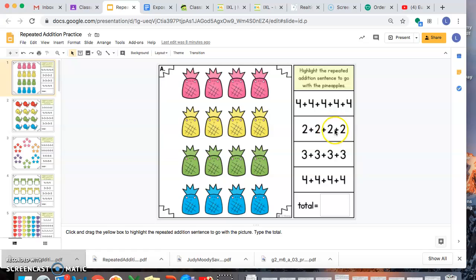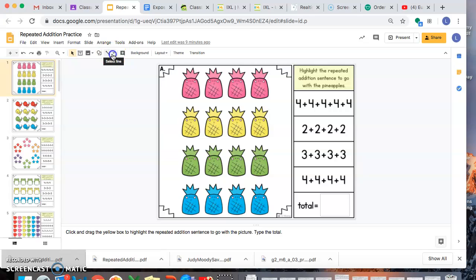So when I look over to the next one, 2 plus 2 plus 2 plus 2, I'm thinking to myself, no way, there's no groups of 2. And there's no groups of 3, which brings me down to this equation, 4 plus 4 plus 4 plus 4. That matches this picture perfectly. So I know it says to highlight it. We're not going to highlight it. We're going to do something super simple.